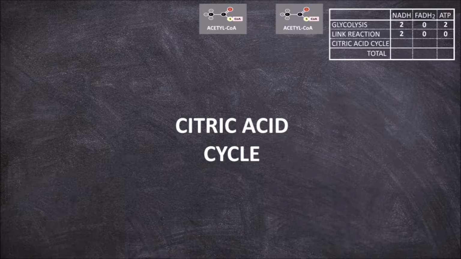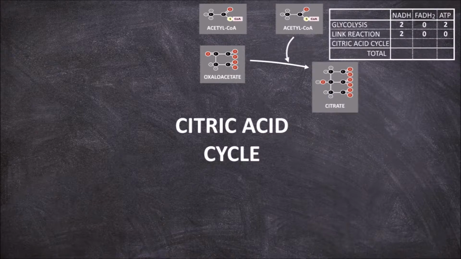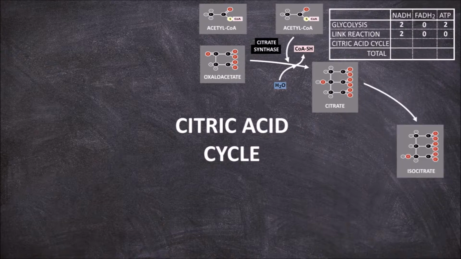The first step involves the joining of one of the 2-carbon acetyl-CoA molecules with the 4-carbon molecule oxaloacetate, forming the 6-carbon molecule citrate using the enzyme citrate synthase and a water molecule. Coenzyme A is also released. The second step involves the dehydration and then rehydration of citrate into isocitrate using the enzyme aconitase, where a water molecule is released and then a water molecule is added back on.